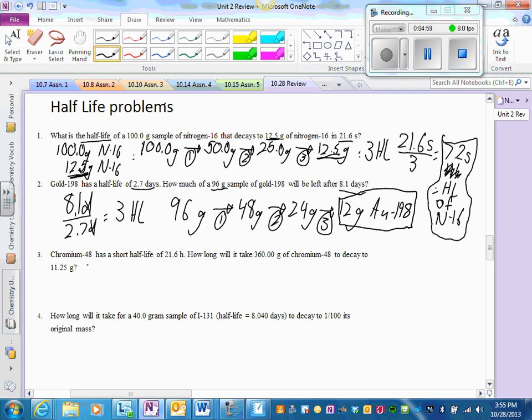So what we have, we're starting out with 360.00 grams of chromium. From there, we say, okay, one half-life gets us down to 180 grams. From there, we can go to a second half-life. This takes us down to 90 grams.